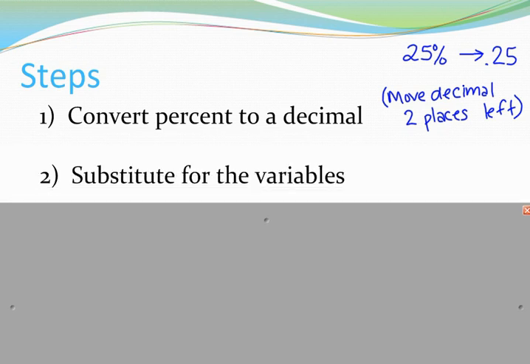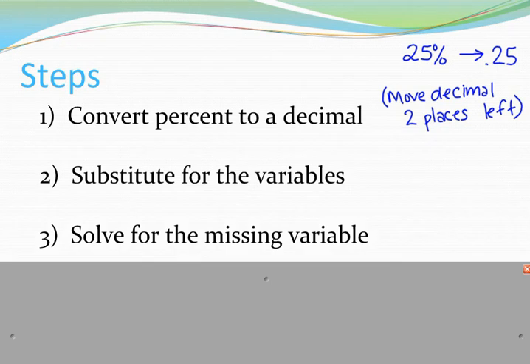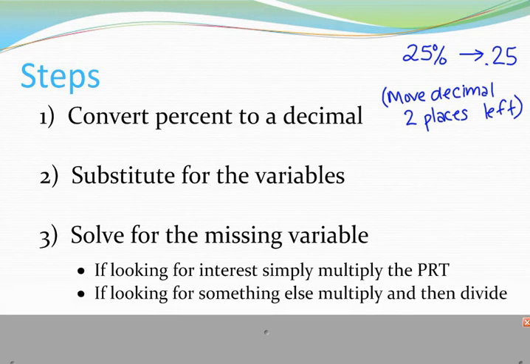Step 2, substitute for the variables. Fill in for the R and the P and the T and the I, depending on what you have. Step 3, solve for the missing value. If you're looking for the interest, simply multiply the P, the R, and the T. If looking for something else, multiply and then divide. You guys know how to solve for a variable if you're missing something in the middle. And we'll do an example of a problem of this bottom kind. All right? You just need to know the basic 3 steps. Convert, substitute, solve.